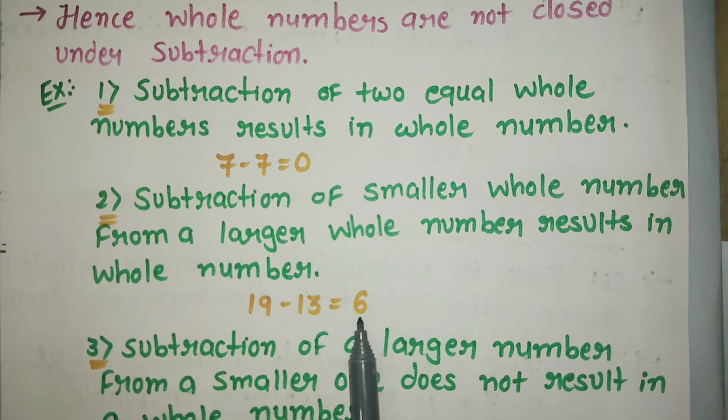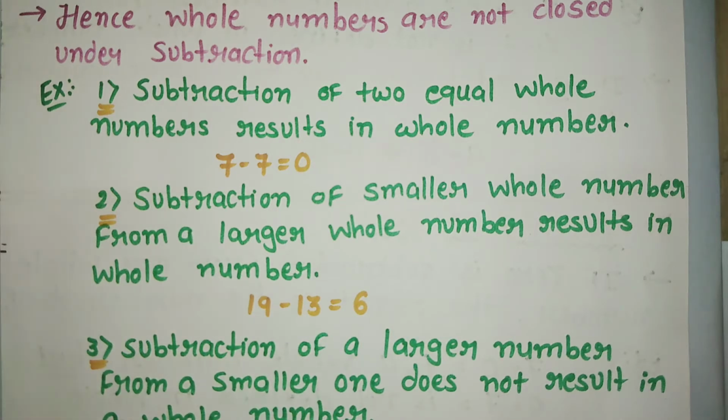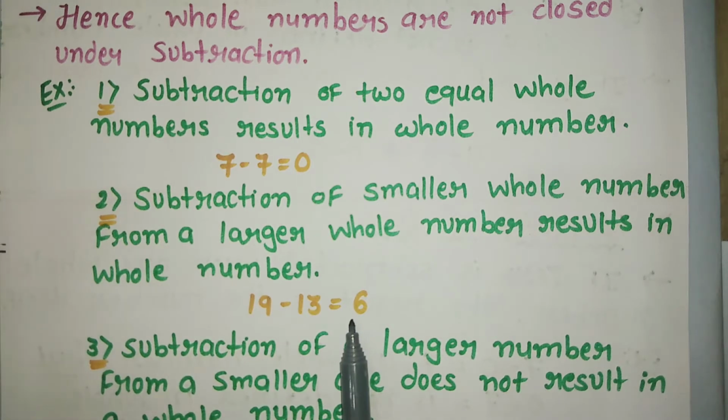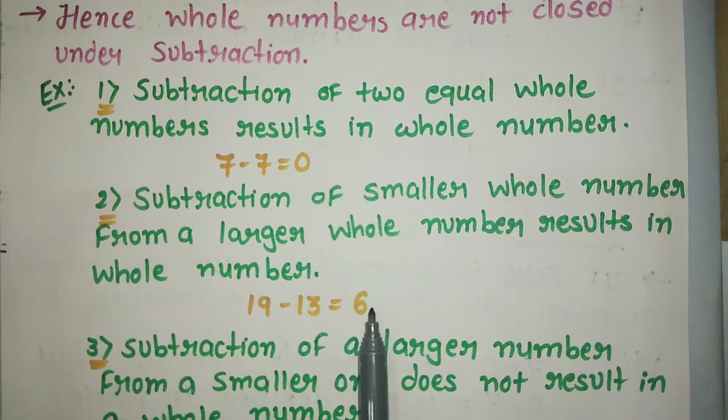also a whole number. So we get another case: when we subtract a smaller number from a bigger number, whatever answer I get will always be a whole number. Now the third case.